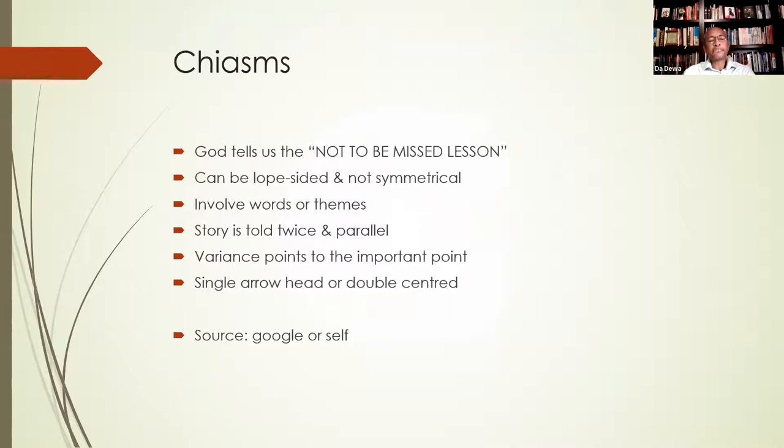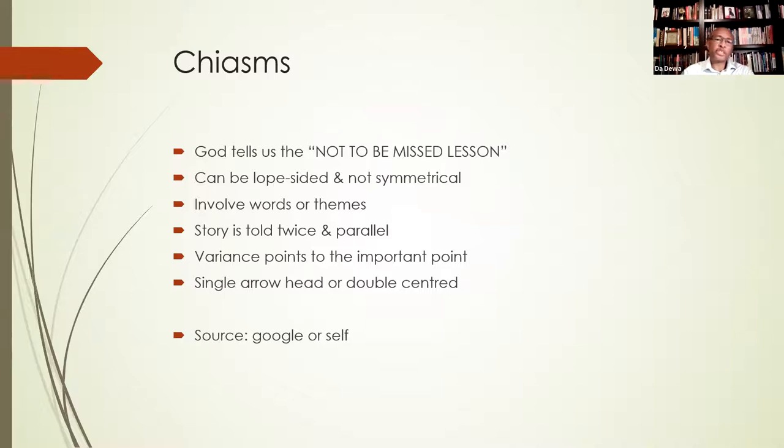So chiasms, essentially, when we are studying the Bible now, what we are doing is we're saying, okay, what does God want us not to miss? What lesson does he want us not to miss in this particular section of the Bible that I am reading? So I am not reading it and saying, what do I understand? What do I gain from reading what I'm reading? But I'm saying, okay, passively, what does God want me not to miss in the way he structured this passage of the Bible? And the other thing to note is that sometimes they're not perfectly symmetrical, but they're a little lopsided.